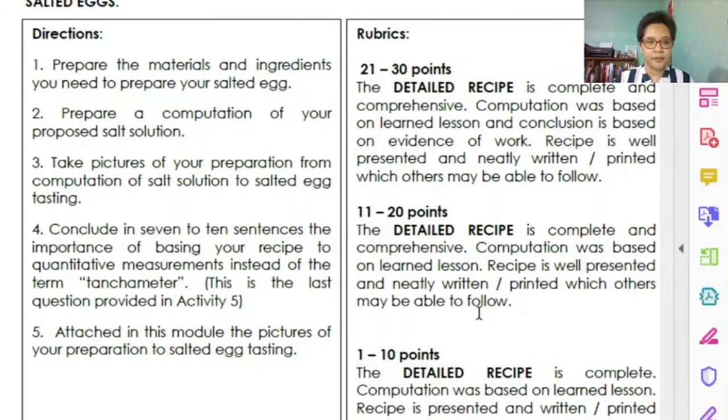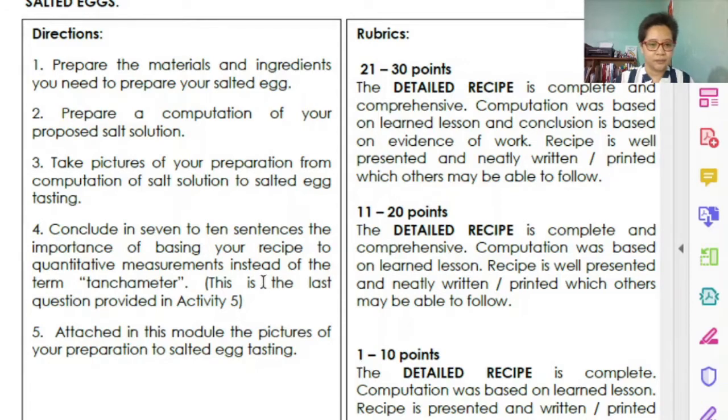So prepare the materials and ingredients you need to prepare for your salted egg, which will be salt, egg, and water. Then prepare a computation of your proposed salt solution. Take pictures of your preparation from computation of salt solution to salted egg tasting. And then conclude in 7 to 10 sentences the importance of basing your recipe on the quantitative measurements instead of the term "tantiameter."